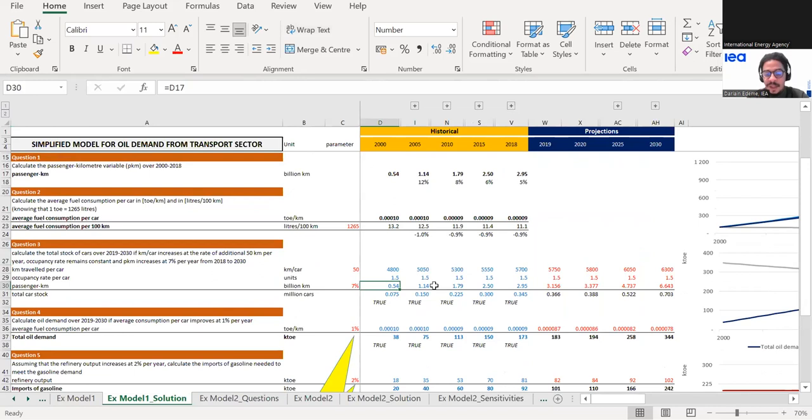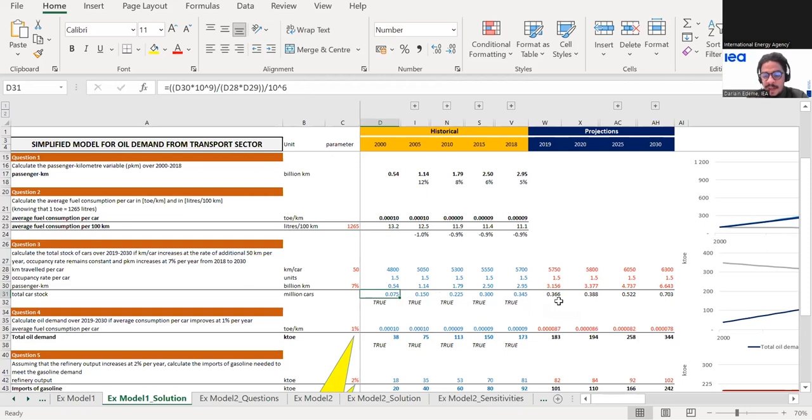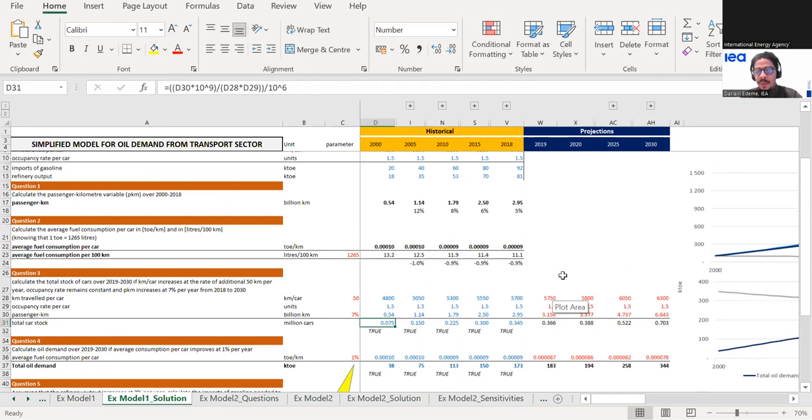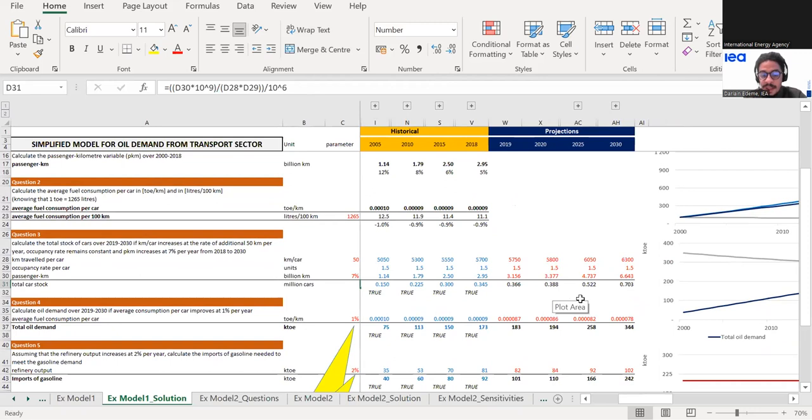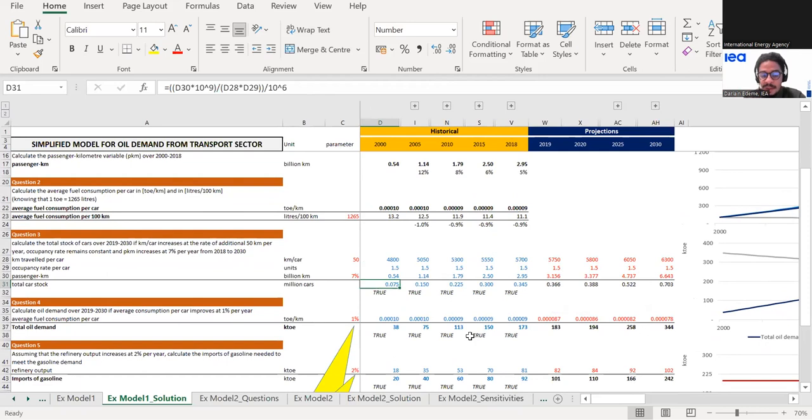So the total car stock can be calculated by multiplying all these values, the three values that we calculated, and take into account the unit of measurement. So right now we have these values, and moving the calculation till 2030, we can see how the total car stock is actually increasing. Here you have 0.703 million cars. So it's almost a million cars, my bad.